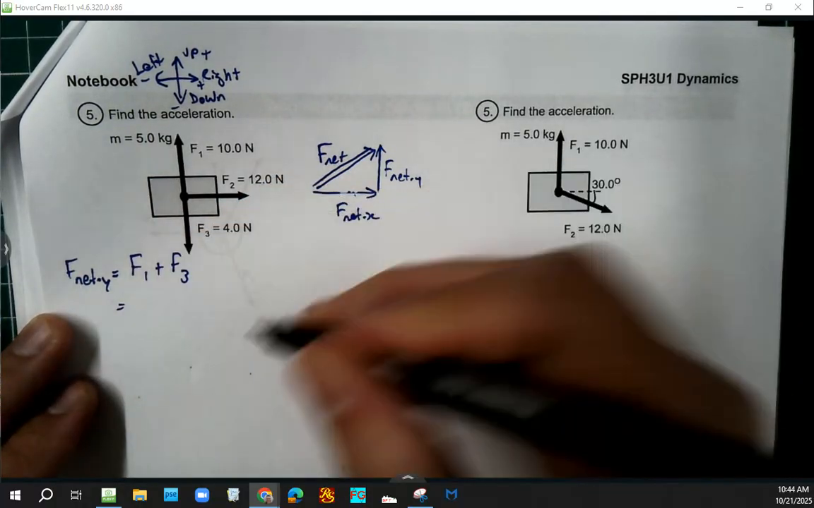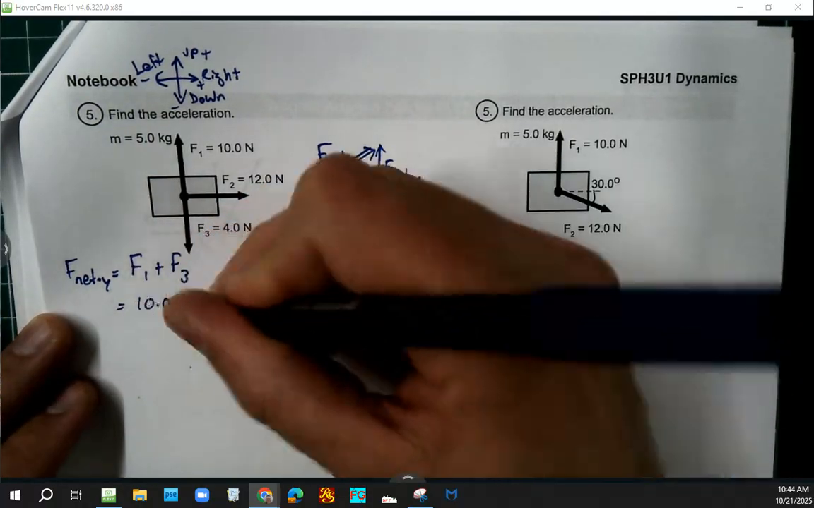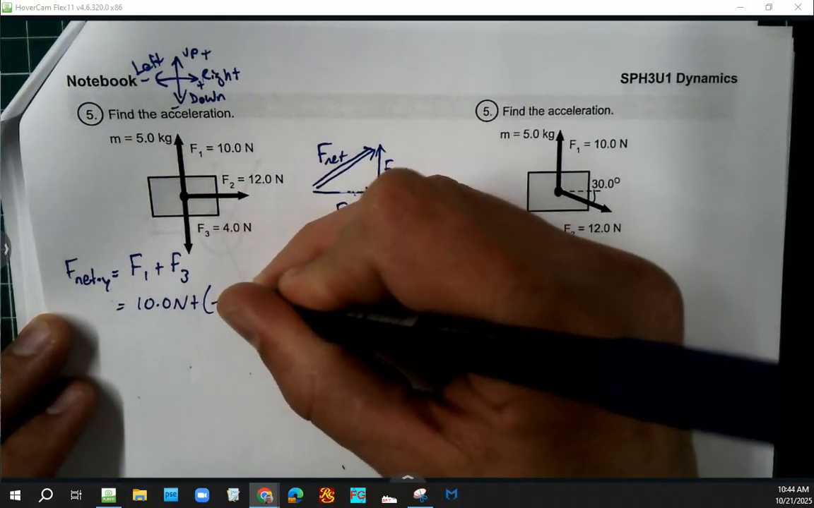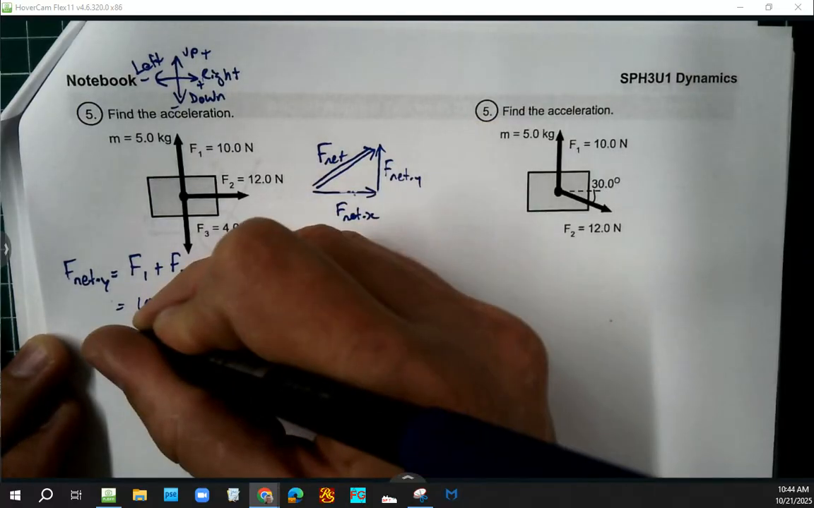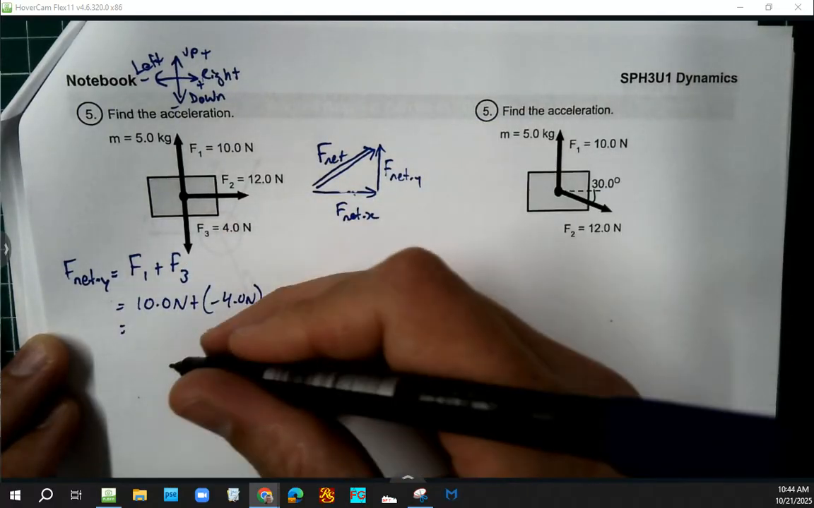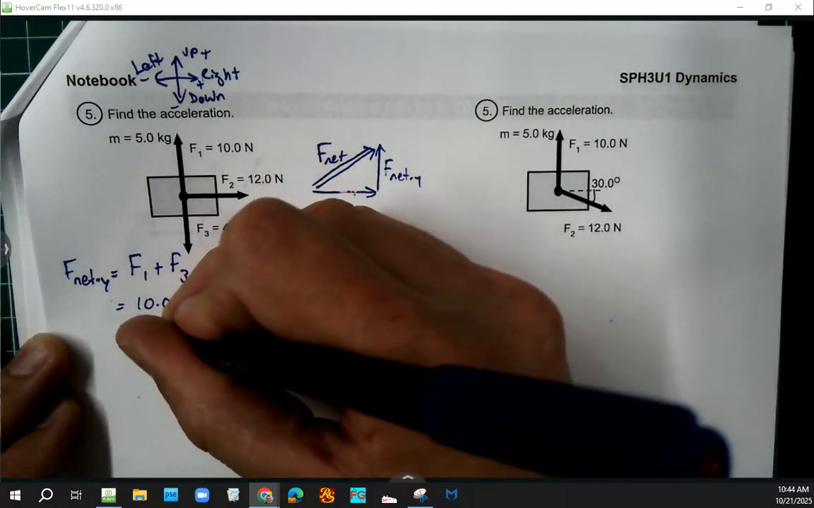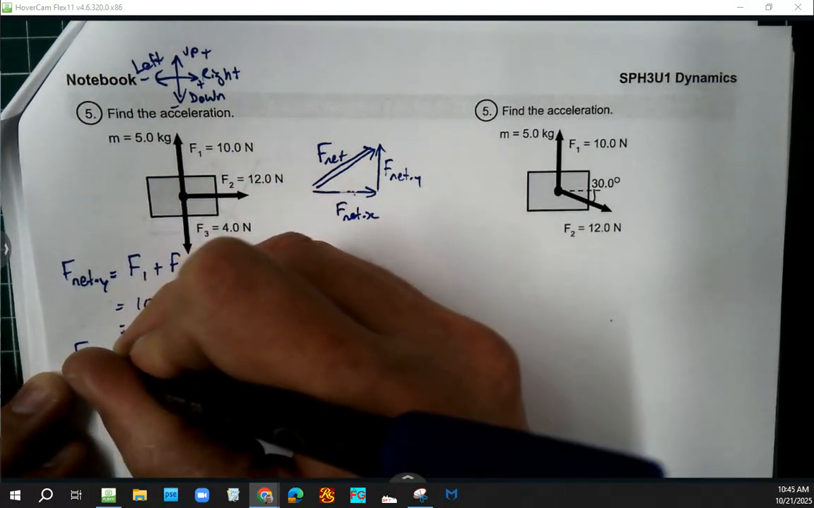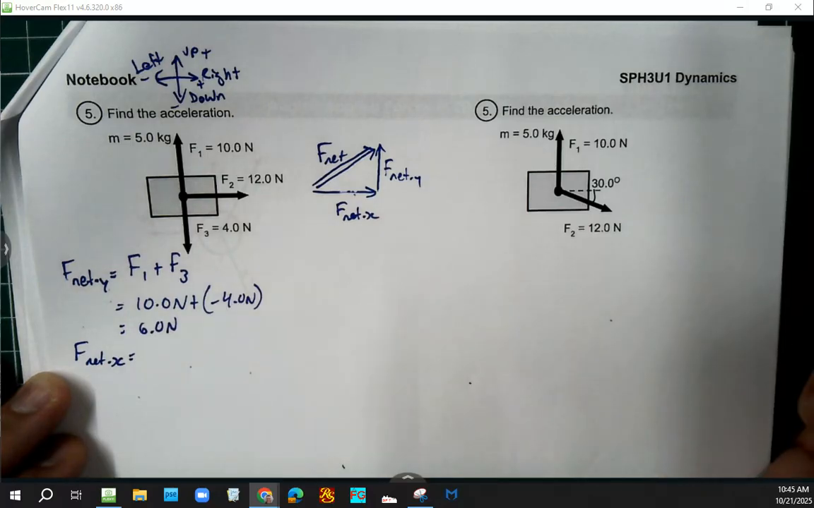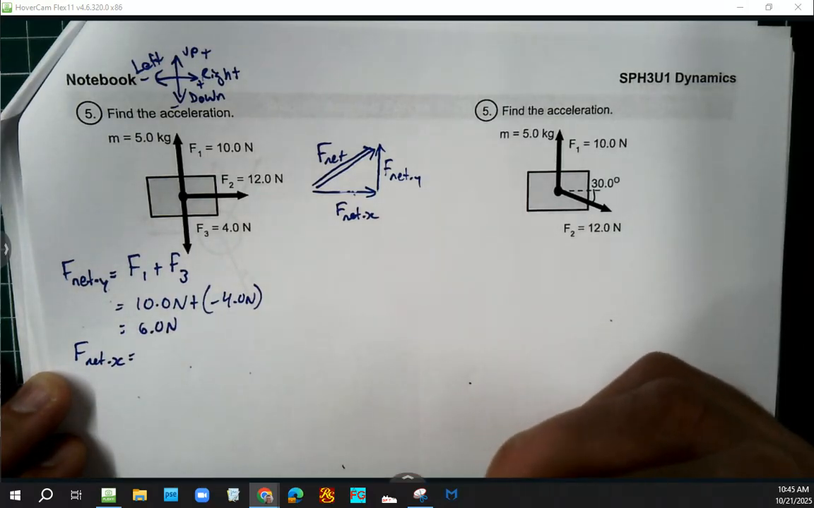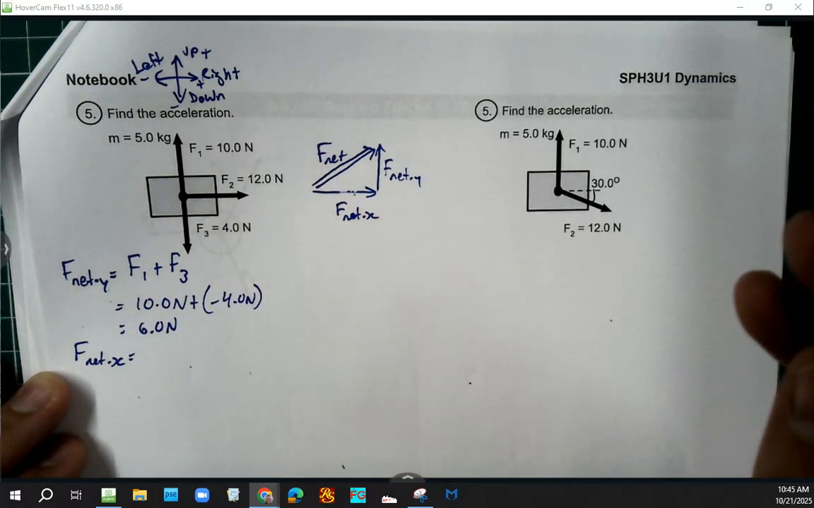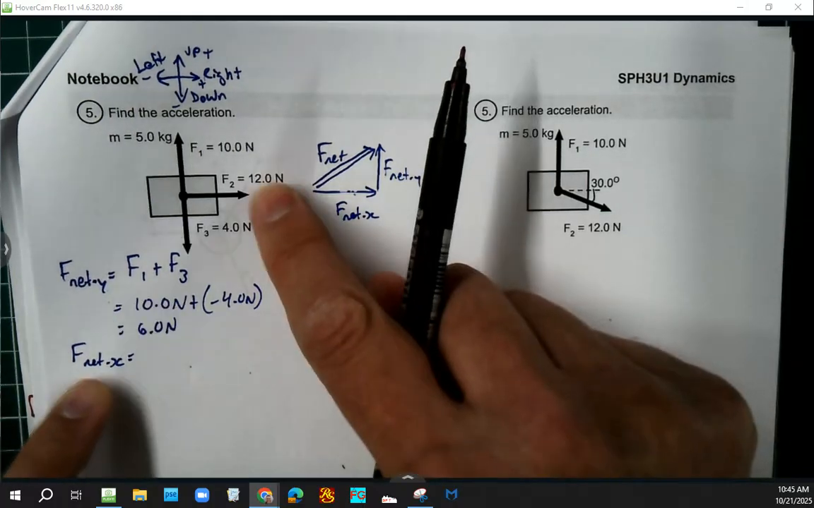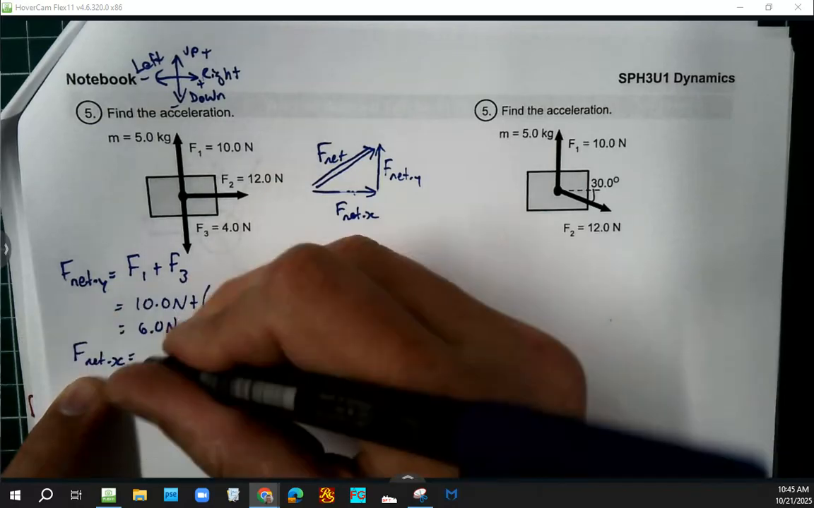Force 1 is 10.0 newtons because it's up. Force 3 is negative 4.0 newtons because it's down. So we say, okay, well, F net y is 6.0 newtons. F net x, well, it really is just F2. So can I just write 12 newtons? You guys see that? F net x is just made up of F2. So it's going to just be the 12 newtons.